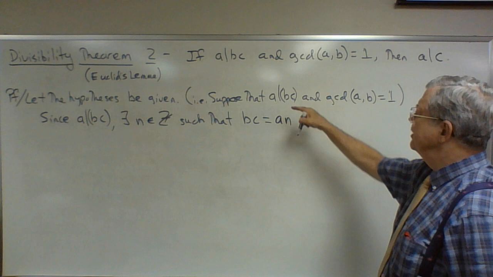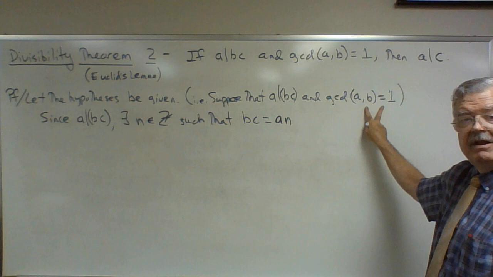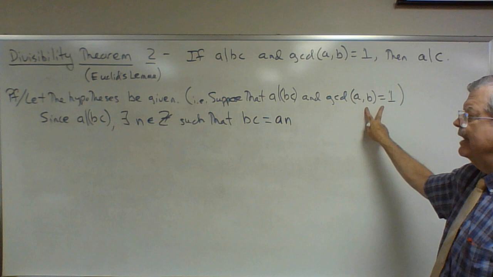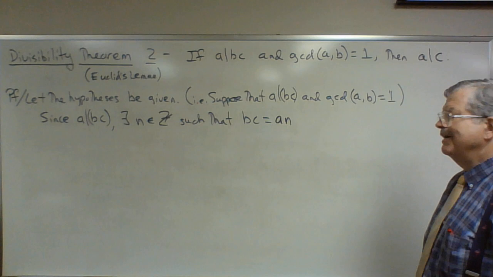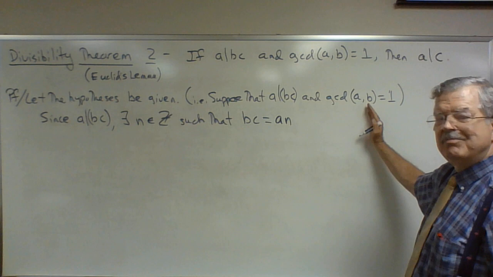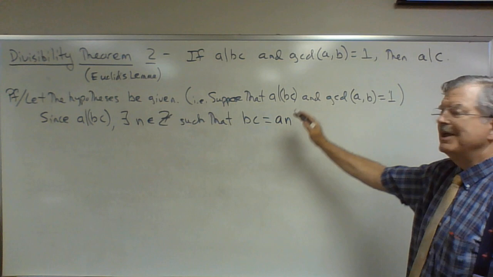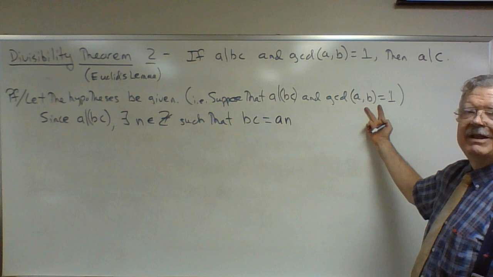A and B are relatively prime. Greatest common divisor of A and B equals 1. What can I do with that? There's no reason in the world to suspect that this thing implying that there's a linear combination of A and B that will equal 1 is going to be helpful in this proof. But I can't think of anything else to do with the fact that the greatest common divisor of A and B equals 1.